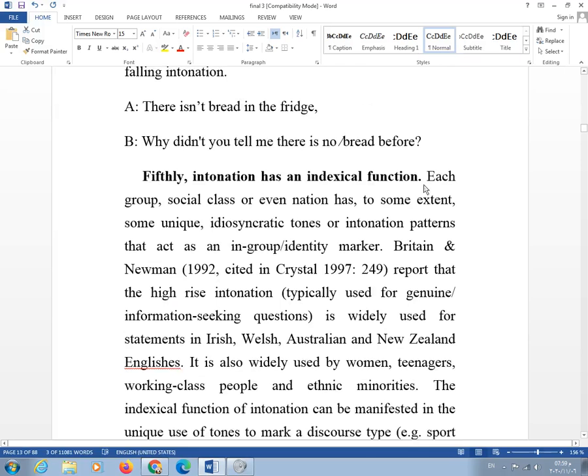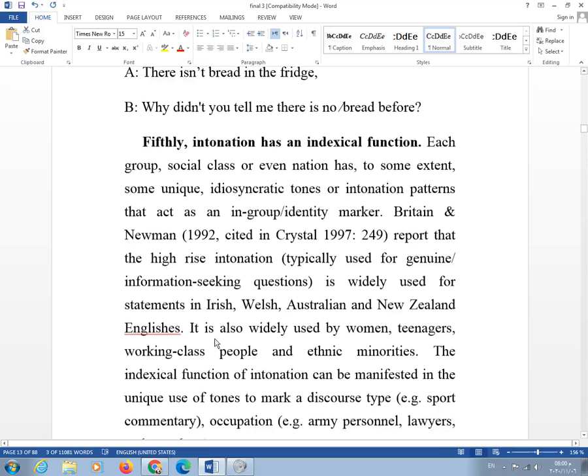Intonation has an indexical function. This is a very important function of intonation. What's meant by indexical? Indexical means identity marker, because each group and each one of social classes or nation, even nation, has to some extent unique idiosyncratic tones or intonation patterns that act as an in-group identity marker. So intonation can be used as identity marker, telling us a lot about your nationality, your social class, your group, your ethnicity, and so on and so forth.